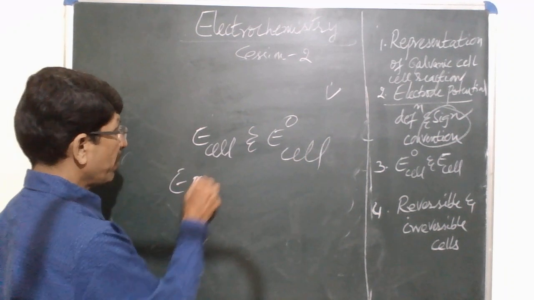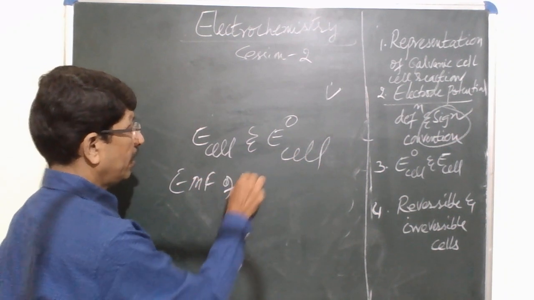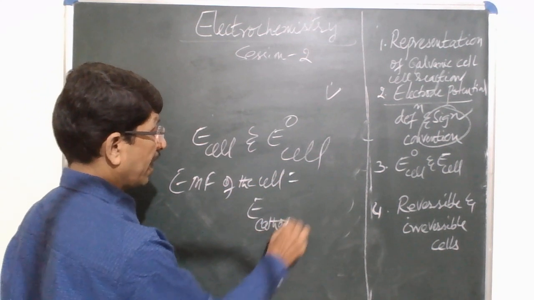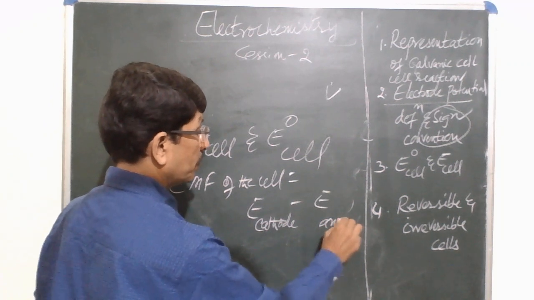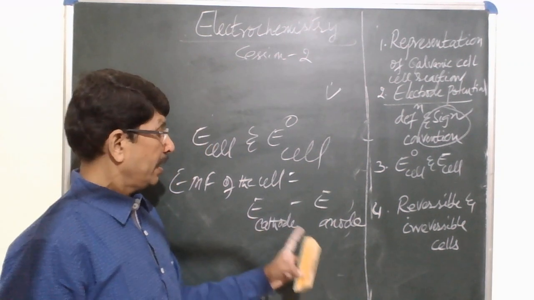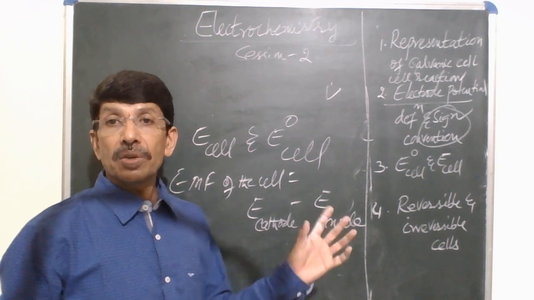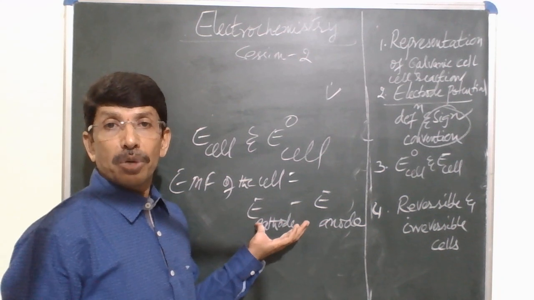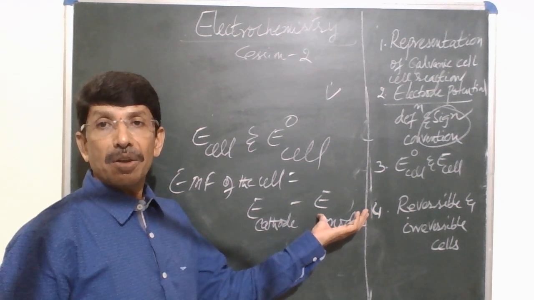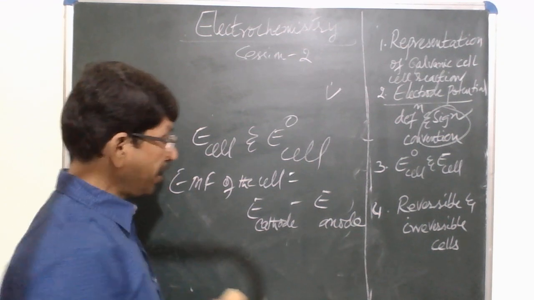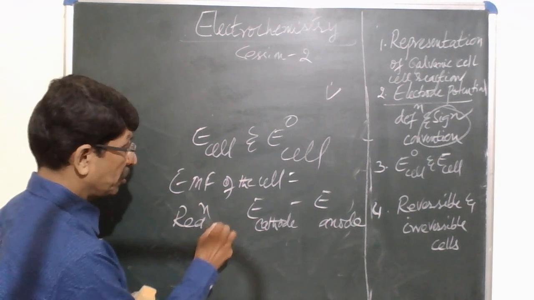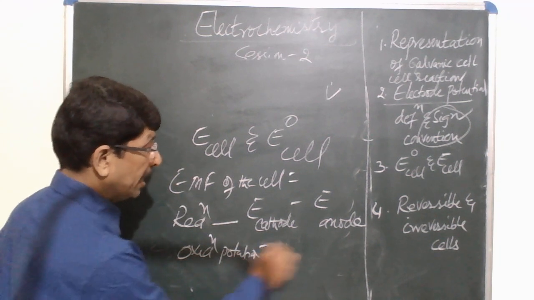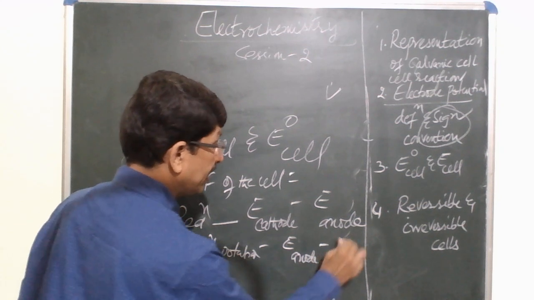So E cell is the EMF of the cell, which is equal to the electrode reduction potential of cathode minus the reduction potential of anode. Whenever we write E cell equals E cathode minus E anode, it goes without saying it is the reduction potential. So the EMF of the cell is the reduction potential of cathode minus the reduction potential of anode. This is in terms of reduction potentials. If you take oxidation potential, what will be the equation? It will be E anode minus E cathode.